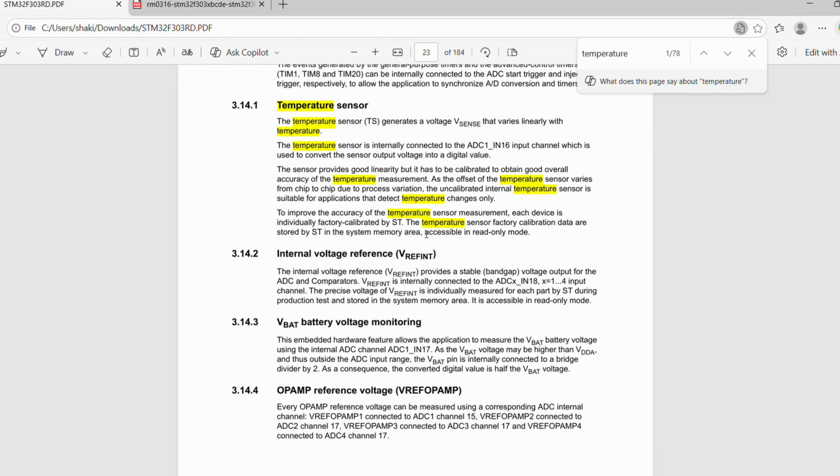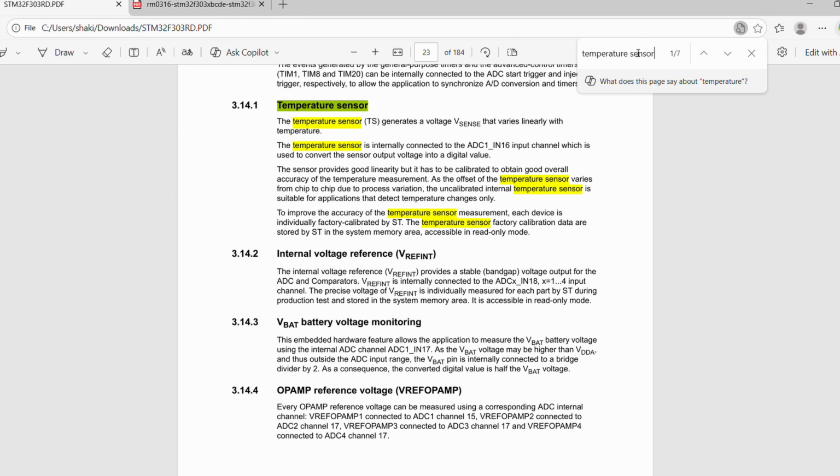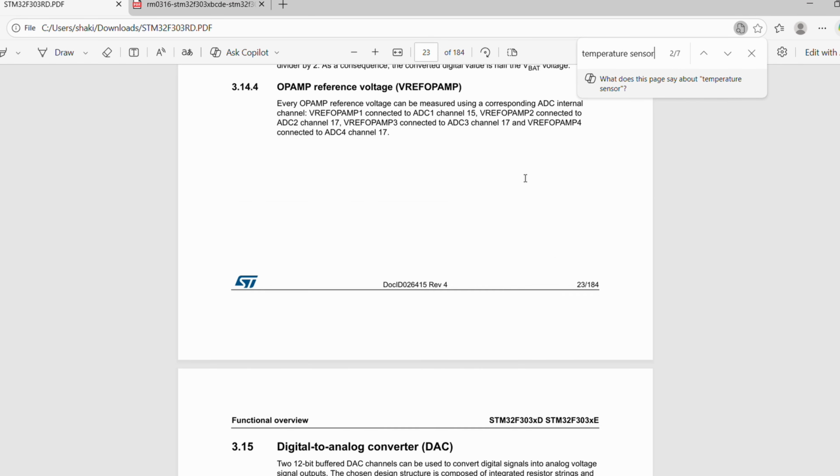The temperature sensor factory calibration data is stored in the system memory area, meaning the user doesn't have permission to edit or modify it, because it is accessible as read-only. So this is the temperature sensor from the data sheet perspective.